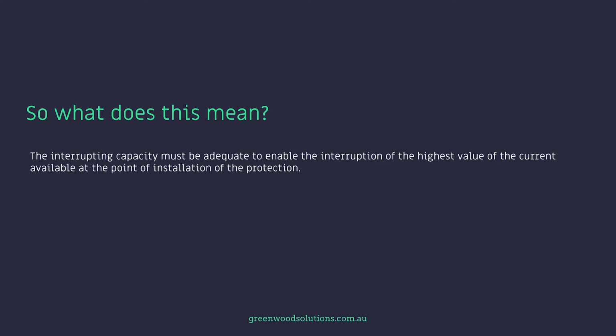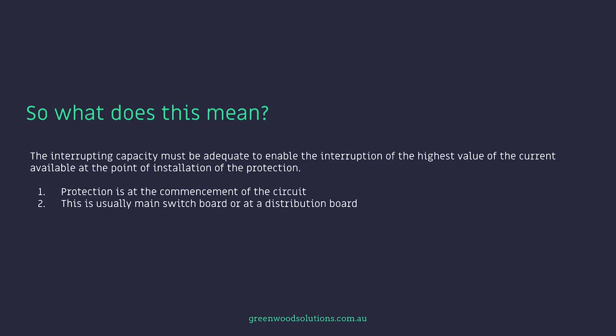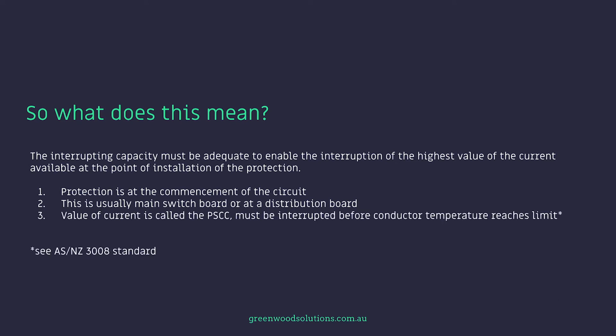The interrupting capacity must be adequate to enable the interruption of the highest value of the current available at the point of installation of the protection. This is a really important point. And the protection is at the commencement of the circuit. This is usually the main switchboard or at a distribution board. The value of the current is called the PSCC, and it must be interrupted before the conductor temperature reaches its limit.